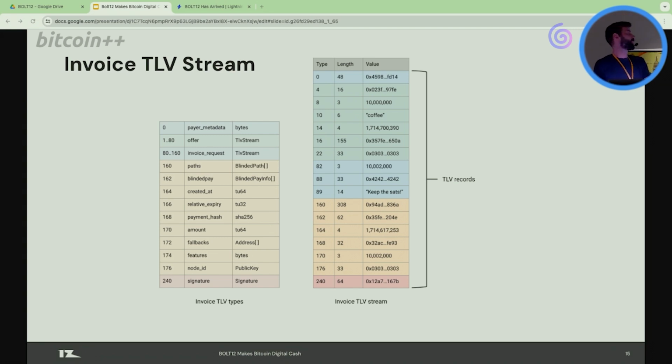No, so this is a BOLT12 invoice. It's a new format. So yeah, the whole TLV record, TLV stream idea is quite different from BOLT11. So it is a new invoice format.